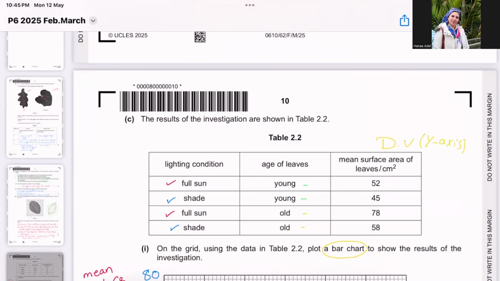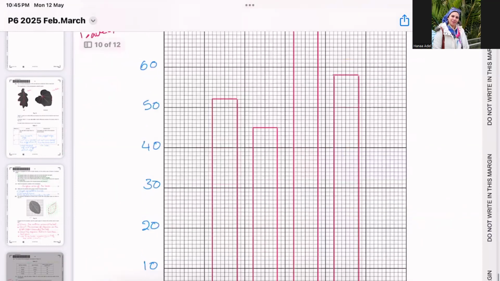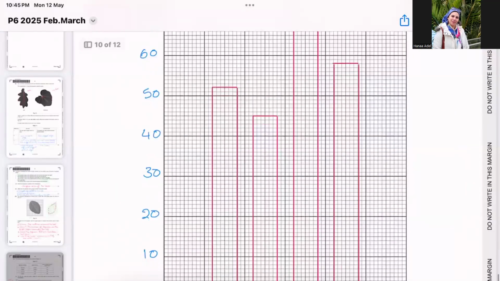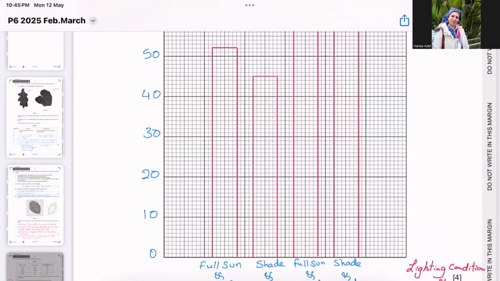But what about the x-axis? The x-axis will use these two data, which are the lightening condition and age of leaves. How can we write it? Step by step with each other. Here, if you concentrate well, we can find this graph question with the 4 marks. So we have to deal with, firstly, axis label. Number 2, scale. Number 3, bars.